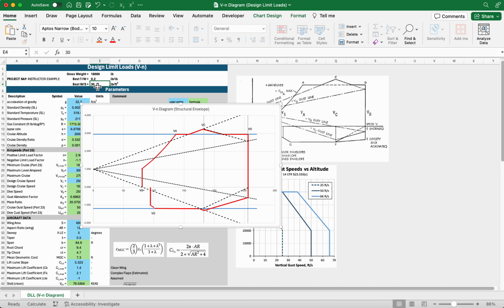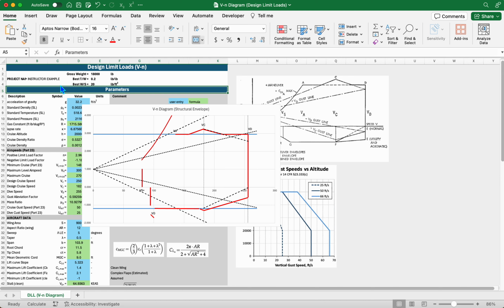So let's say our best wing loading is changing. We're going to decrease our wing loading, so that means we'd be more susceptible to gusts because we have a larger wing. So the same gust force is going to cause more acceleration, higher loads. We should see these gust lines spread out, and our stall lines also spread out. So we see exactly that happening. So our envelope would change.